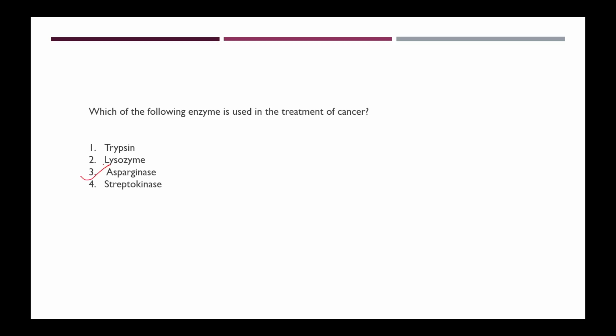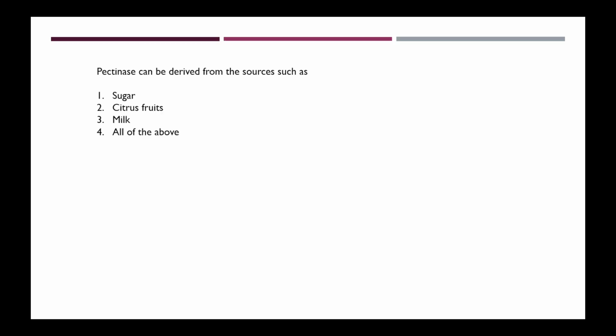And pectinase can be derived from sources such as citrus fruits. Citrus fruit. It can be derived from the citrus fruits.